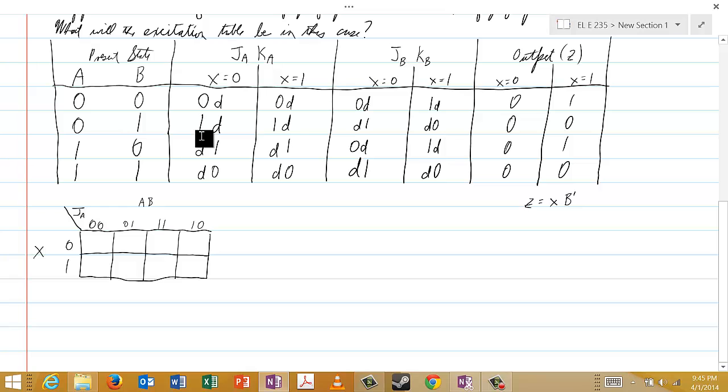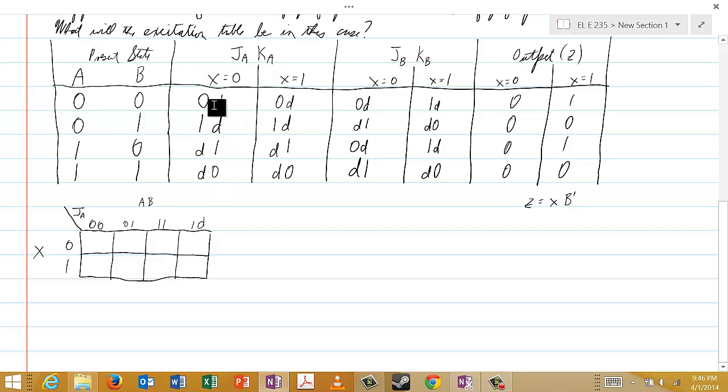Now, remember that JA is the first number in each one of these pairs, and KA is the second number. Also remember that for x equals 0, we're going down this column. So the x equals 0 row of the Karnaugh map refers to the data here in this column.